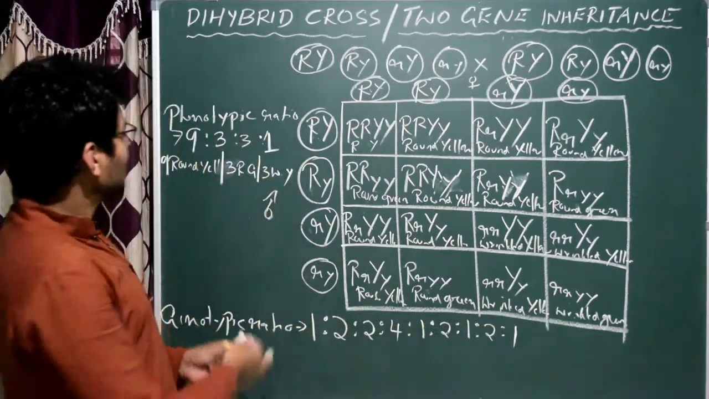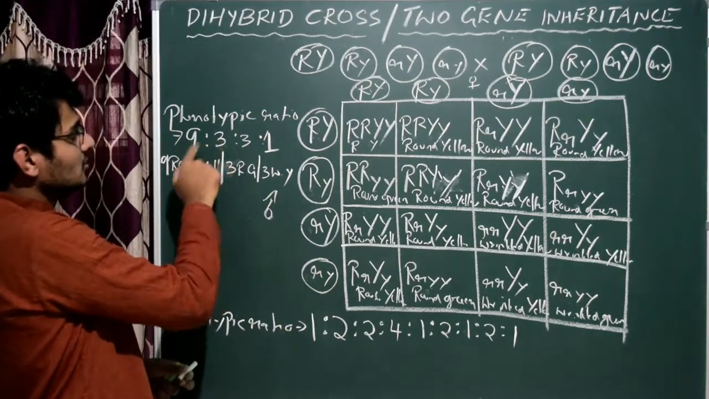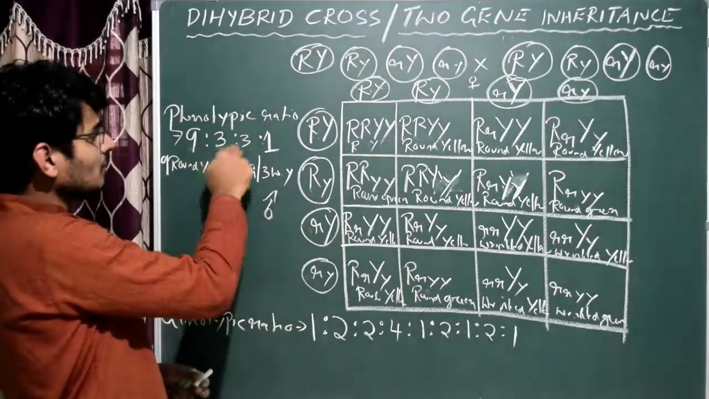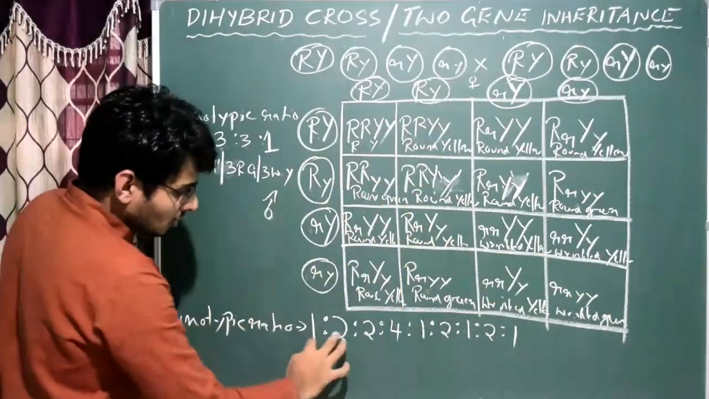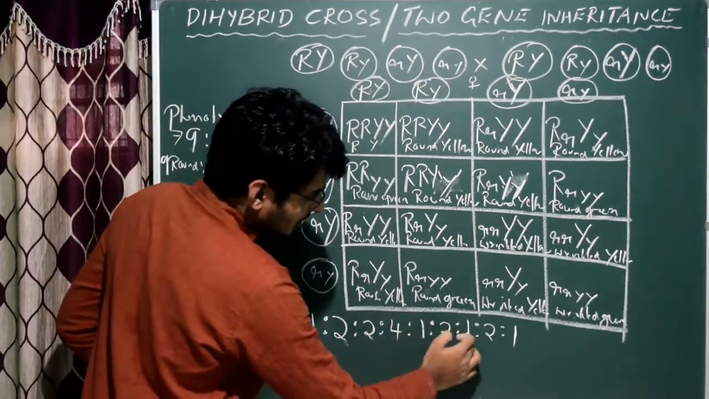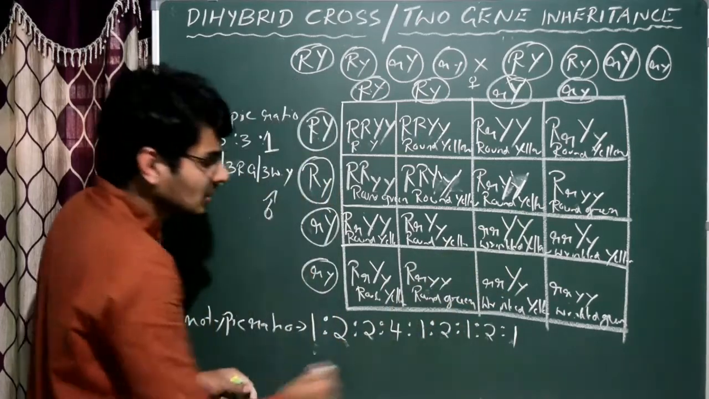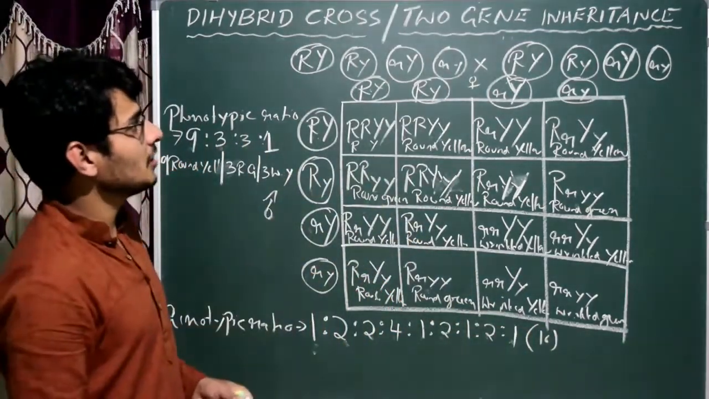1:2:1:2. Okay, so here if you just count it, if you look into the phenotypes, 9 plus 3 is 12, plus 3 is 15, plus 1 is 16. So total 16 offsprings. Here also 1 plus 2, 3, 5, 9, 10, 11, 12, 13, 14, 15, 16. So total 16 offsprings, correct? So that's it actually, that's all about the dihybrid cross.